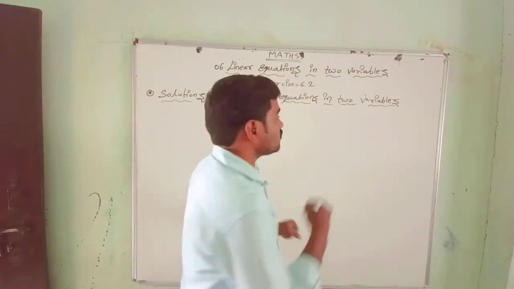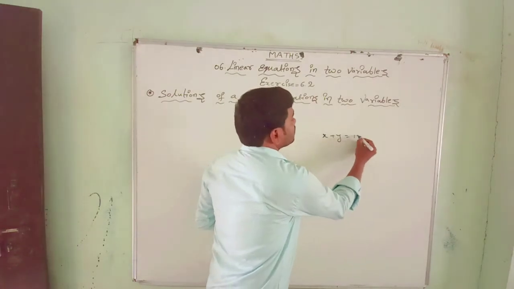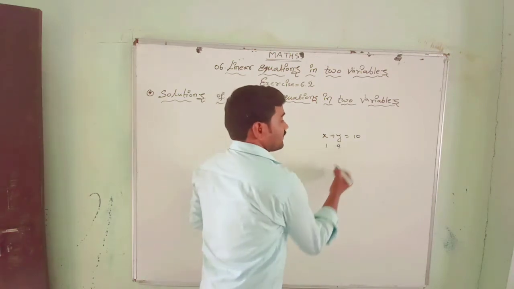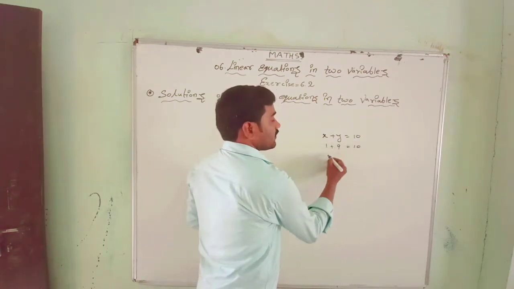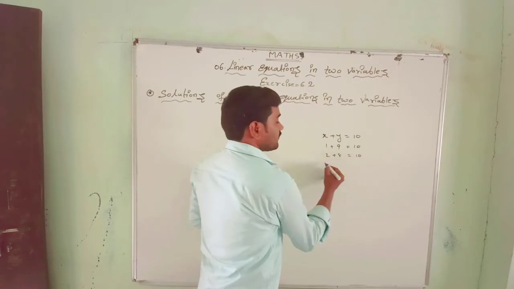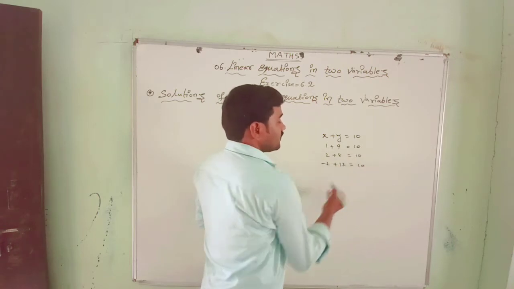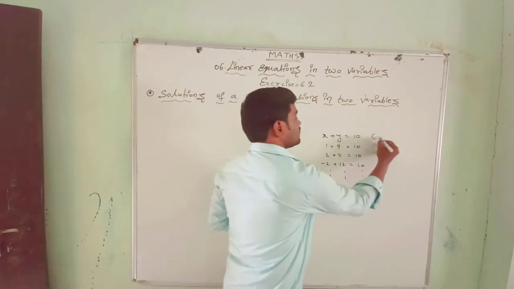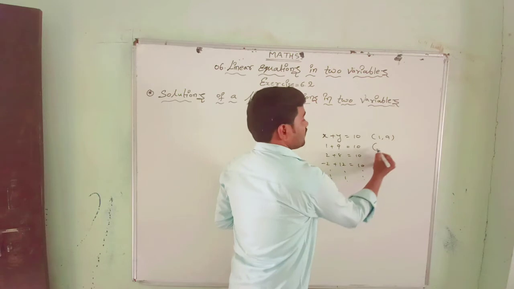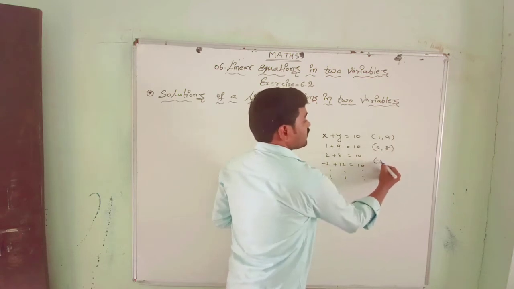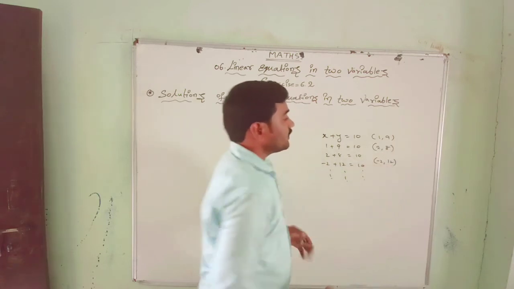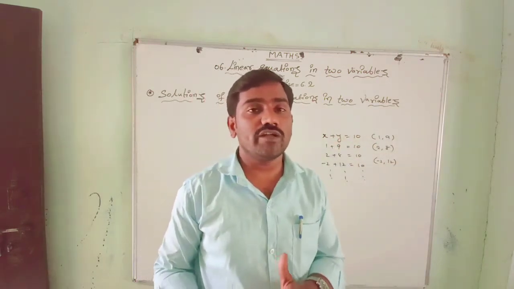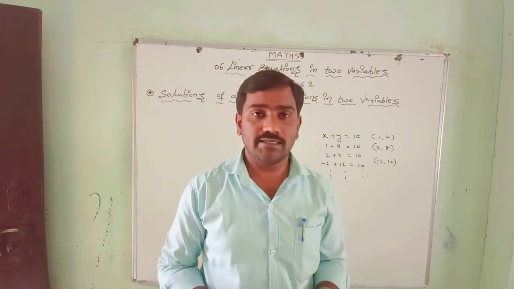Suppose x plus y equal to 10. The x value may be 1, the y value may be 9. 1, 9 will give us 10. 2 plus 8 will give us 10. Minus 2 plus 12 will give us 10. In this way, we can write infinite solutions: when x is 1, y is 9; when x is 2, y will be 8; when x is minus 2, y will be 12. For a linear equation in two variables, we get infinitely many solutions.